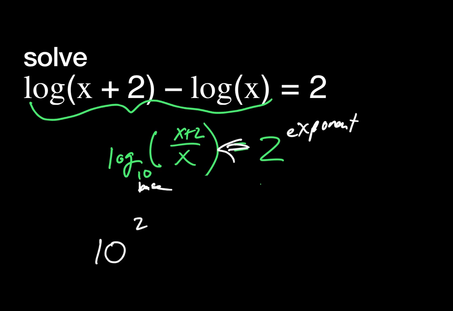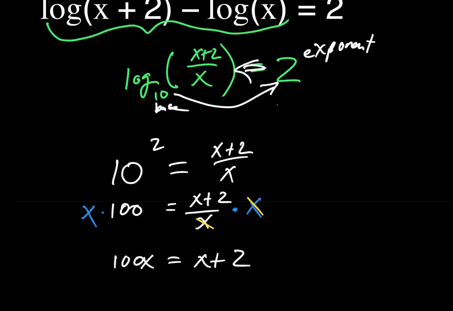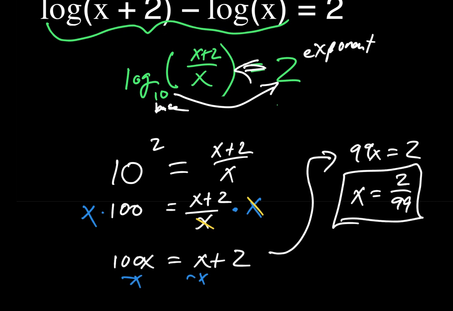So 10 to the second power equals x plus 2 over x. Well, now I've just got numbers and variables. That's supposed to be an x in the denominator. Sorry. 100 equals x plus 2 over x. I'm going to multiply both sides by x, because on the right side, these x's will reduce. And I'll have 100x equals x plus 2. Ta-da.